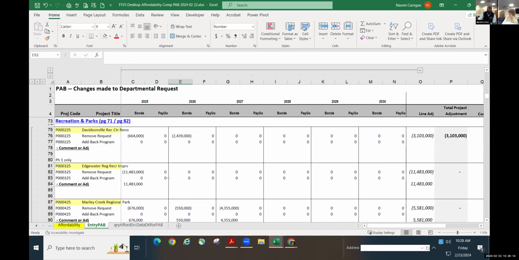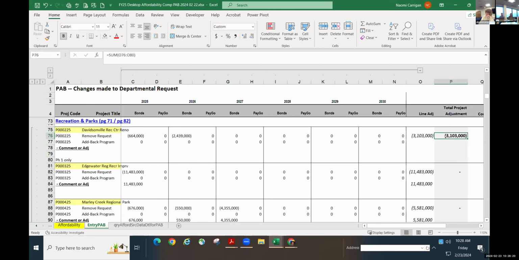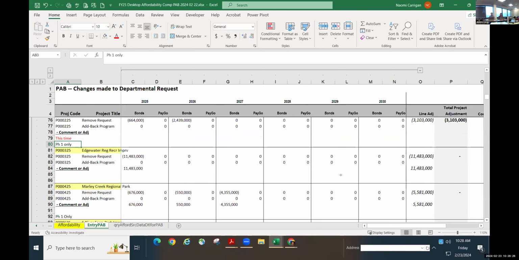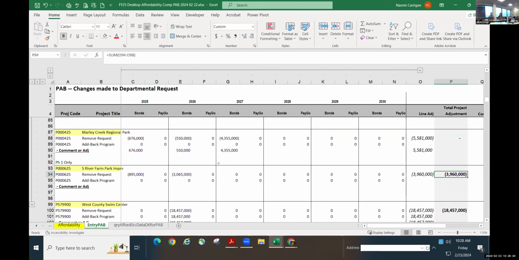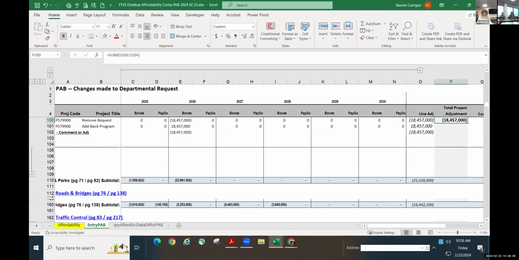So, okay, as it stands right now, I have Davidsonville, at this time we're removing the funding, we might circle back once we see our numbers. Edgewater, we're adding the request. Marley Creek, we're adding the request. And South River, at this time we're removing, we might come back once we see our numbers. Yes, correct. And we're removing fiscal year 26 of the West County Swim Center. Correct. Okay, let me just check my formula here.